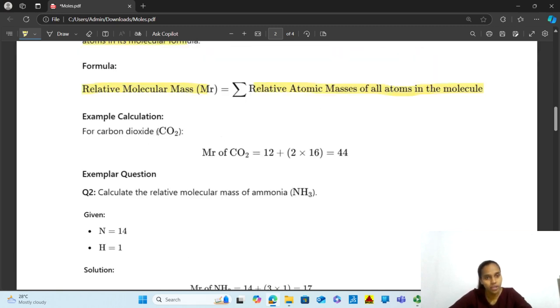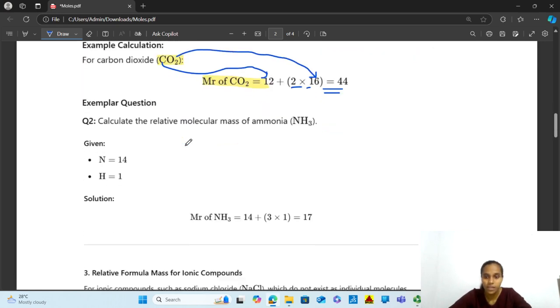So we'll take a molecule here. The molecule is carbon dioxide, CO2. The relative molecular mass of carbon dioxide equals the sum of the relative atomic mass of carbon, which is 12, and 2 oxygens. That means the oxygen relative atomic mass is 16. There are 2 oxygens, therefore 16 should be multiplied by 2. So finally we will get 44 as the relative molecular mass of carbon dioxide.